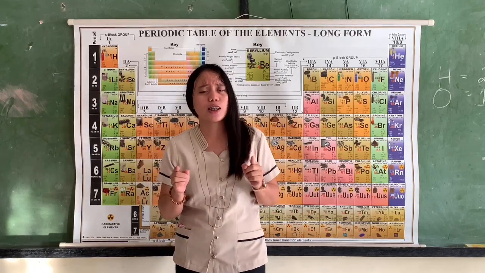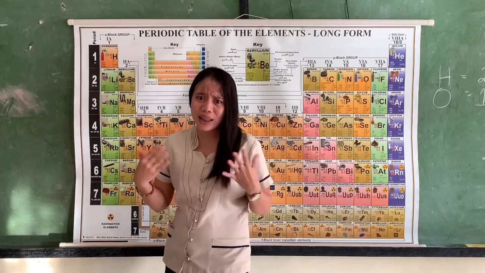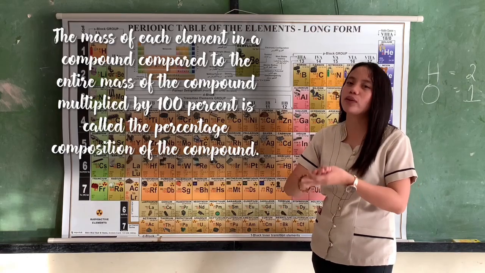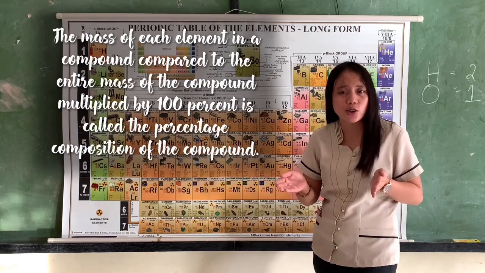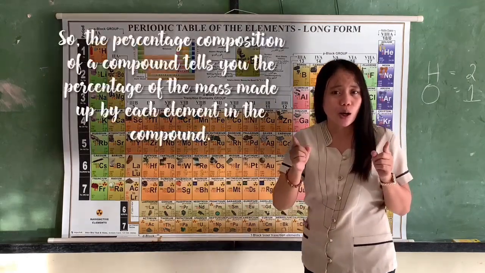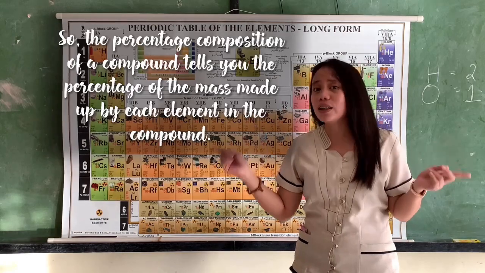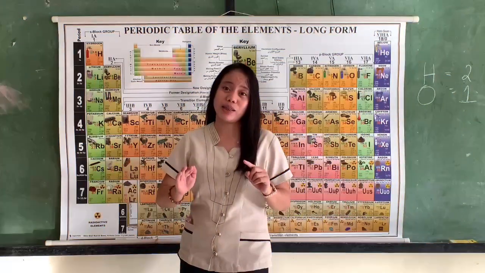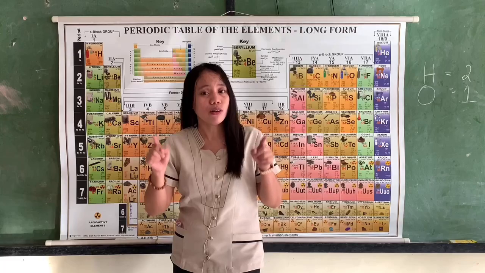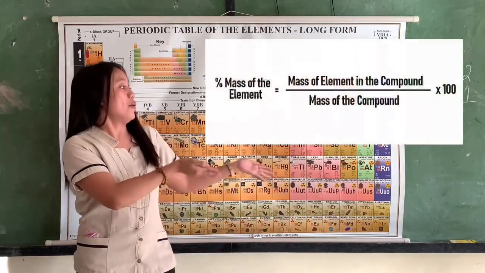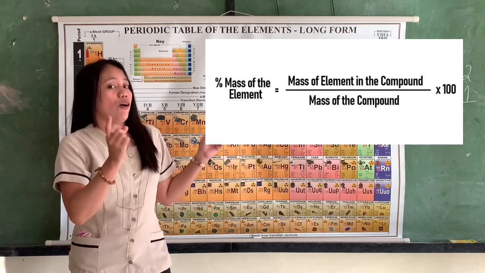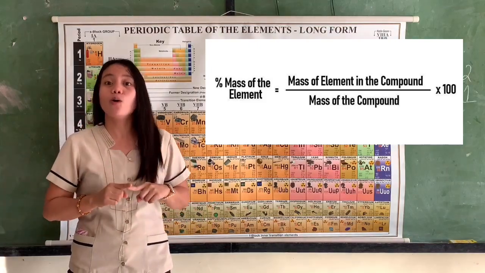Now that you know how to solve for the molar mass of a given compound, it will be easy for you to solve for its percentage composition. But what is this percentage composition? The mass of each element in a compound compared to the entire mass of the compound multiplied by 100% is called the percentage composition of the compound. So the percentage composition of a compound tells you the percentage of the mass made by each element in the compound. Based from its definition, we can derive the formula in solving for the percentage composition as percent mass of the element is equal to mass of the element in the compound over mass of the compound times 100%.